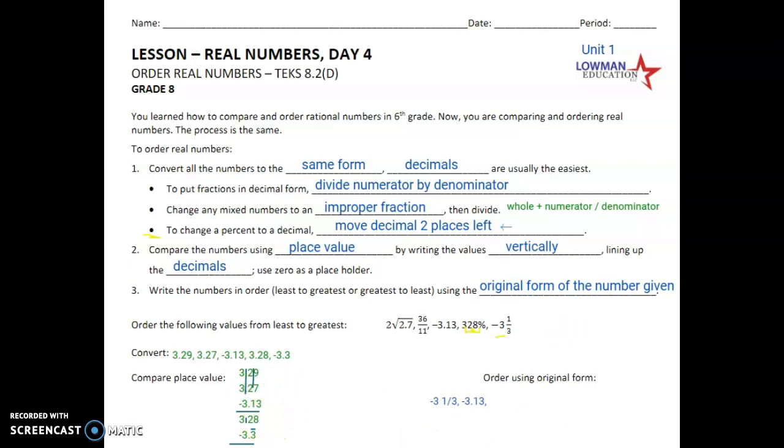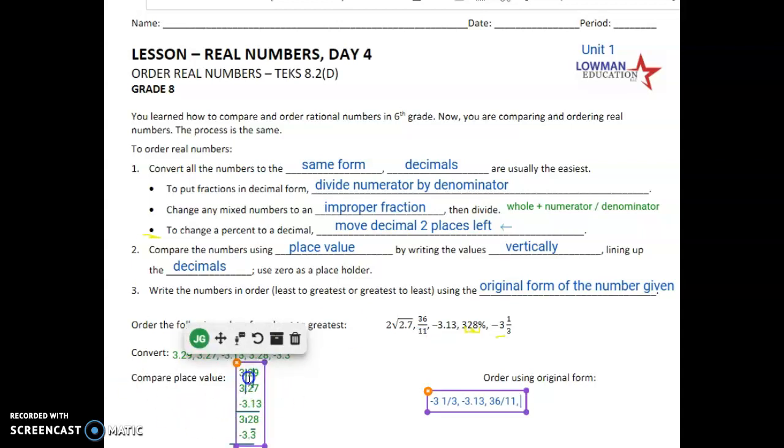And if I'm ordering these from least to greatest, 7 is going to be the smallest number in the hundredths column. And if I look at the original for that, that was originally 36 over 11. So we've taken care of 3 and 27 hundredths. Now we are left with 3 and 29 hundredths and 3 and 28 hundredths.